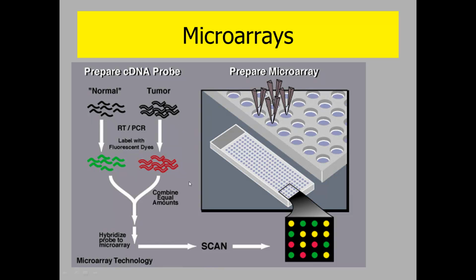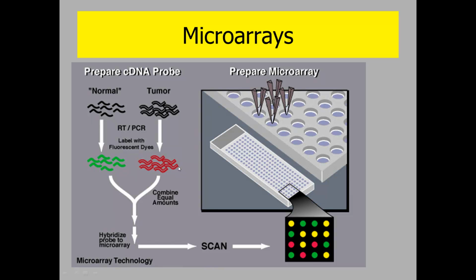So what you would do then is purify the RNA that's made in the tumor tissue and the normal tissue, and then make a DNA copy of the RNA using a process called reverse transcriptase. And so what you would do is incorporate a label, a fluorescent label, that would be different in the tumor messenger RNAs turned into cDNAs than in the normal cells.